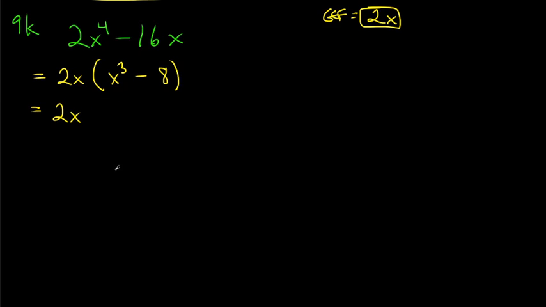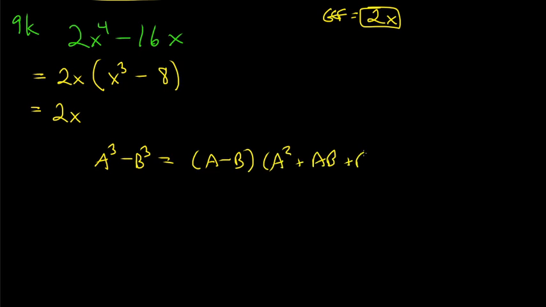And maybe I'm going to have to remind you of that, I guess. A cubed minus b cubed factors as a minus b times a squared plus ab plus b squared. This is one you should know by now. In this case, a is just x, right? And b is just, well, 2, right? Because this is x cubed minus 2 cubed.